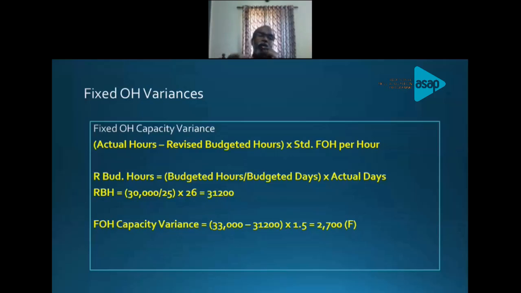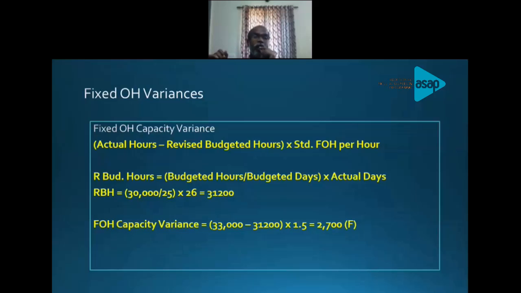Actual hours is also readily available in the question as 33,000. We have to revise the budgeted hours for calculating capacity variance, because we are not simply calculating capacity variance here. We are calculating the revised capacity variance due to the difference between the actual number of working days and the budgeted number of working days. So we have to revise the budgeted hours.